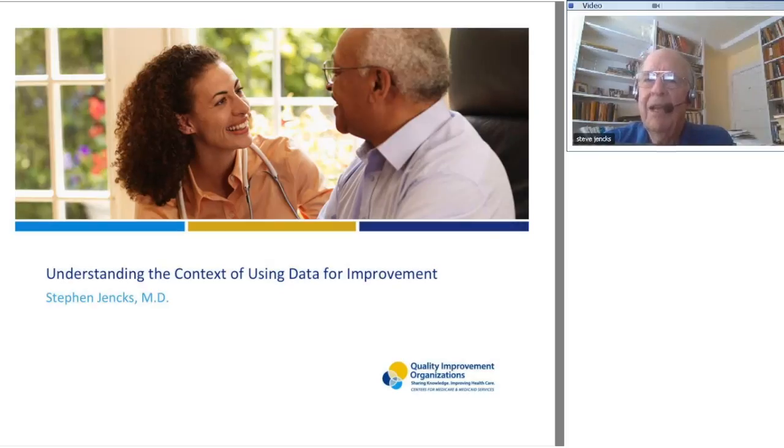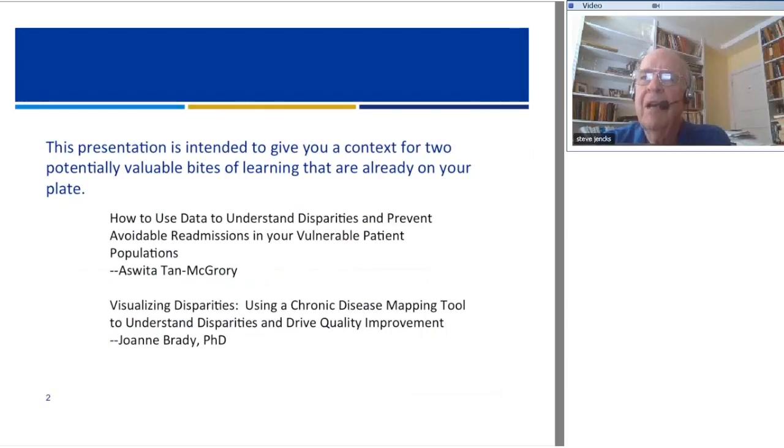I'm Steve Jencks, and I'm going to present a bite-sized learning on understanding the context of using data for improvement. You have on your plate, so to speak, two bite-sized learnings about improvement. One is how to use data to understand disparities and prevent avoidable readmissions in vulnerable patient populations. And the other is visualizing disparities using a chronic disease mapping tool. And both of those are potentially very useful in your work.